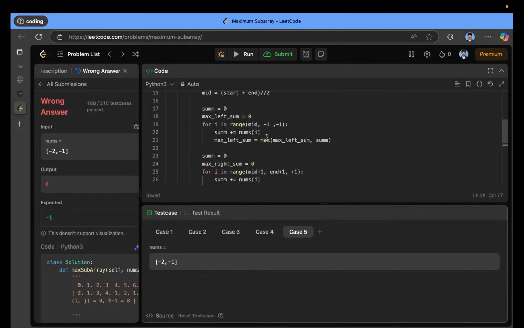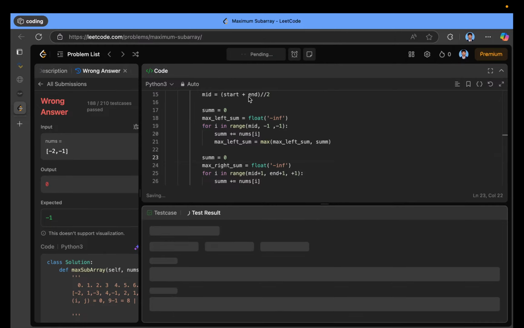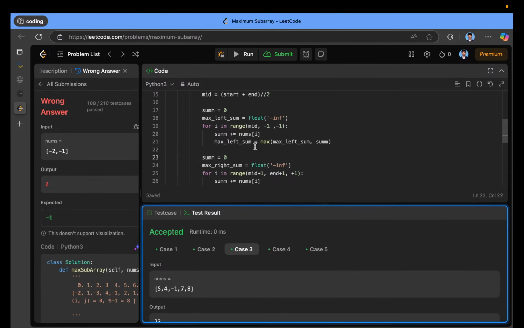Max left sum, left max sum. Okay, you are taking minus infinity, I think, through min val, what we want to say. So for minus infinity, we will use float minus inf for Python. Float minus inf. Let's try this also. Oh, it works, I think.